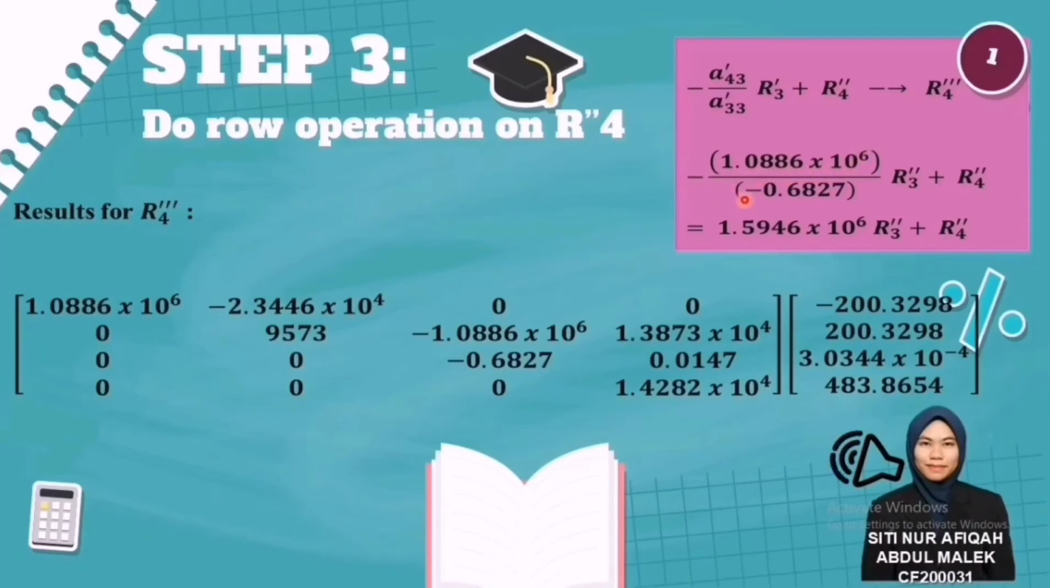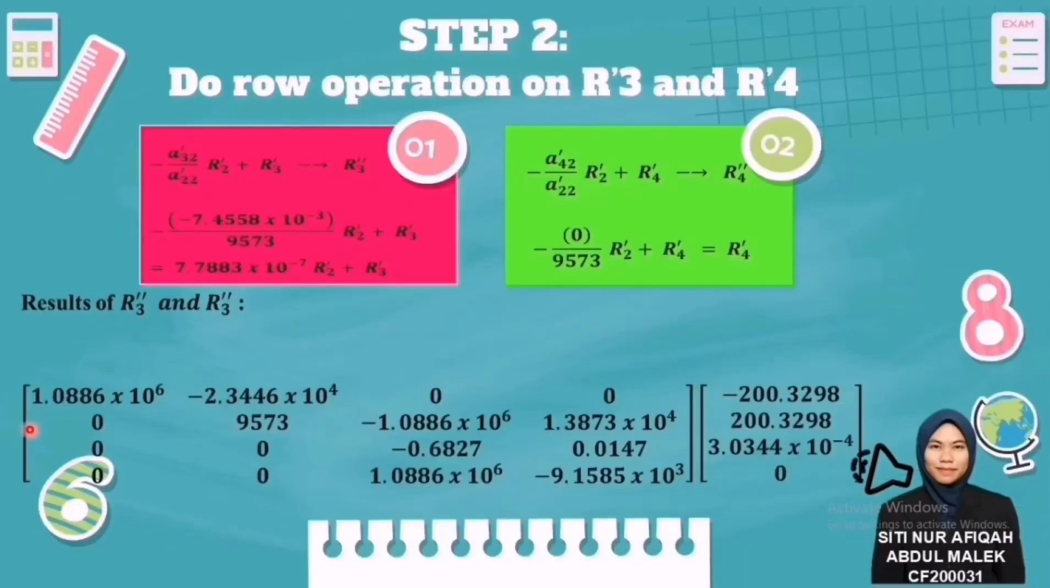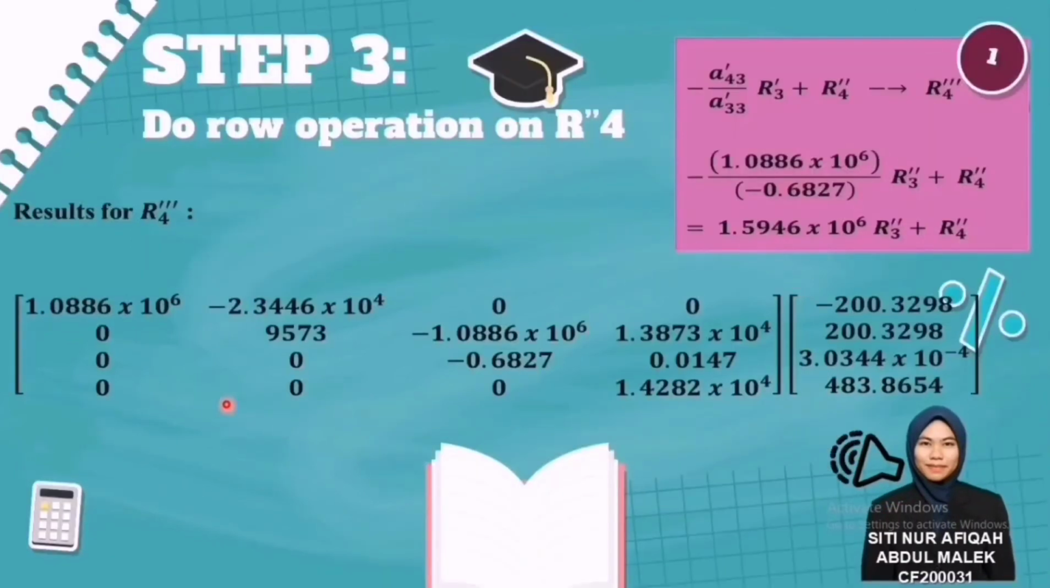So from that, 1.0886 times 10 to the power of 6 divided by negative 0.6827 times row 3 plus row 4. So we get this new equation. From this equation, we will substitute all the values here, the values from row 3 and row 4 over here into this equation, and we will get the new row 4 values. So as we can see here, we already reached the final objective, which is to make the matrix A before this become an upper triangular matrix. Thank you.